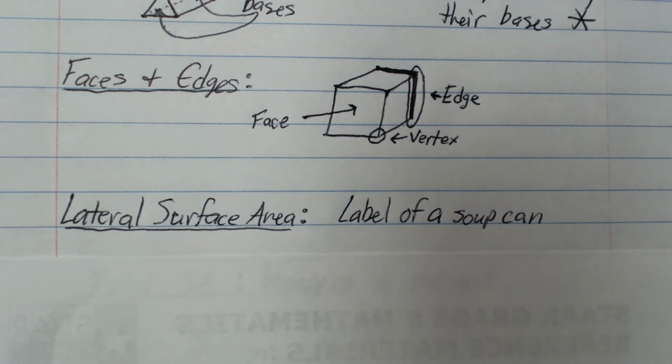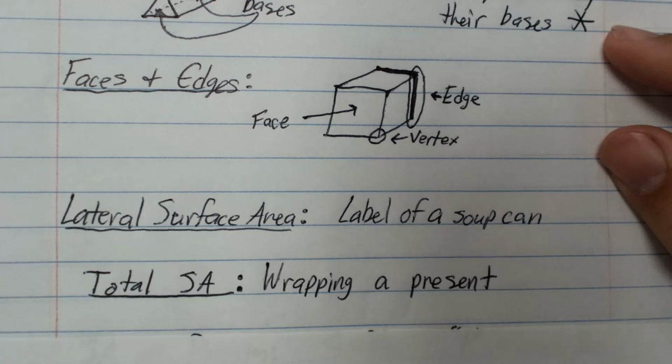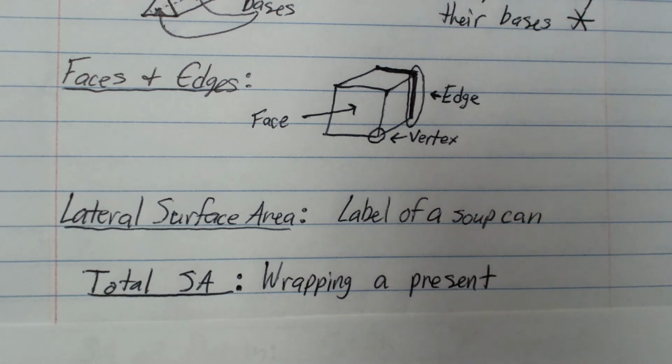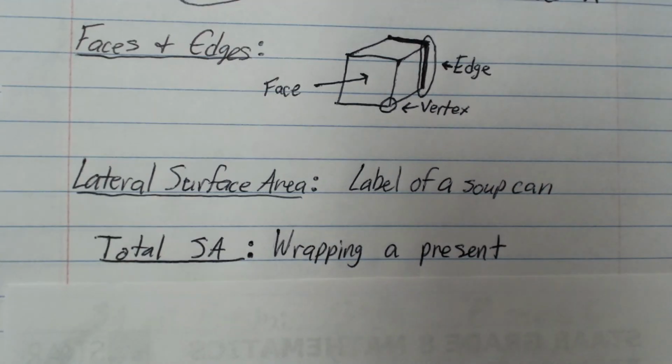Like if I was going to paint my classroom and needed to know how much paint I needed, I would want the lateral surface area, just the outsides, because I'm not going to paint the ceiling and I'm not going to paint the floor. I'm only going to paint the walls on the outside. So that's the lateral surface area. And then you've got the total surface area. Total surface area is like wrapping a present. It's the whole shebang, the whole deal, every bit of it, top, bottom, the sides, and all. That is the total surface area.